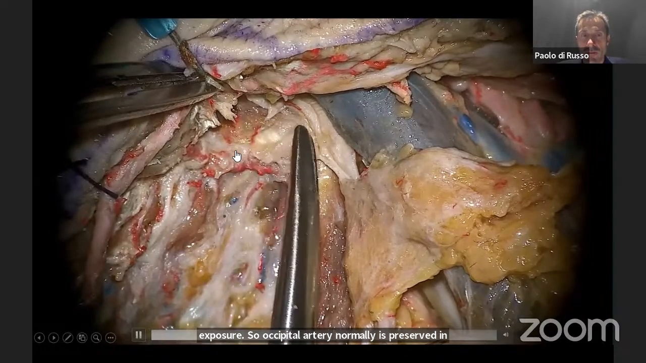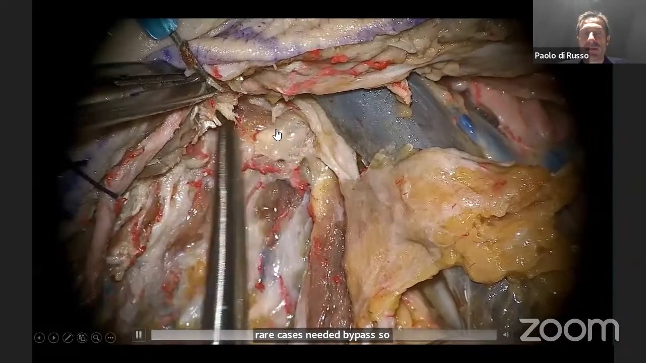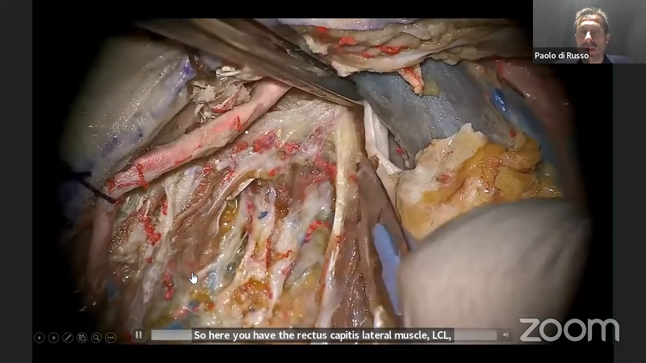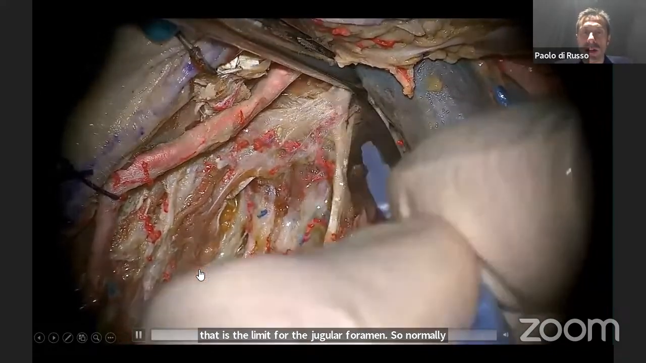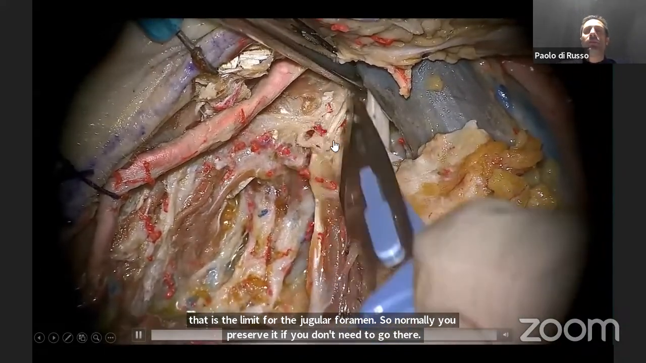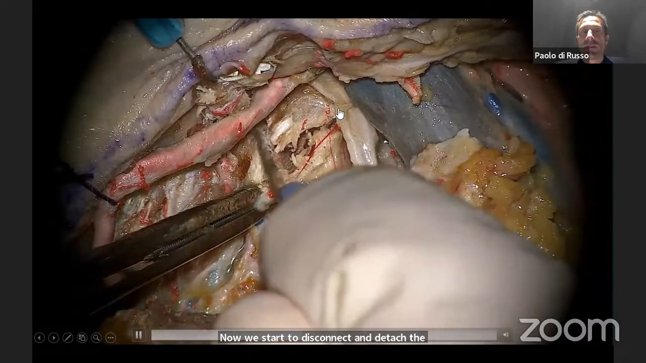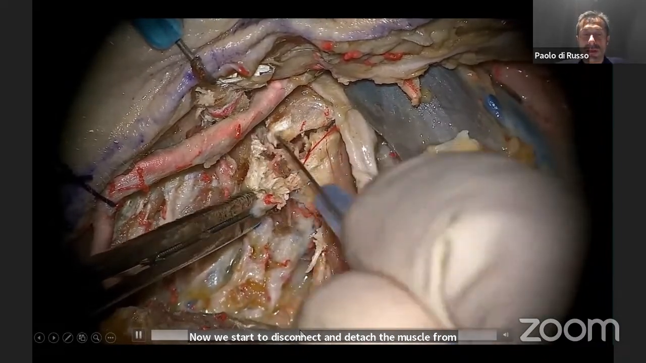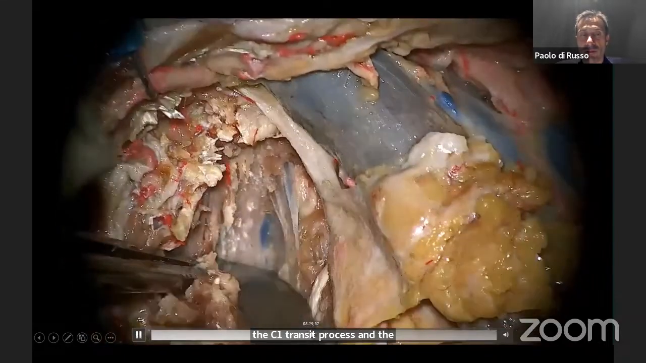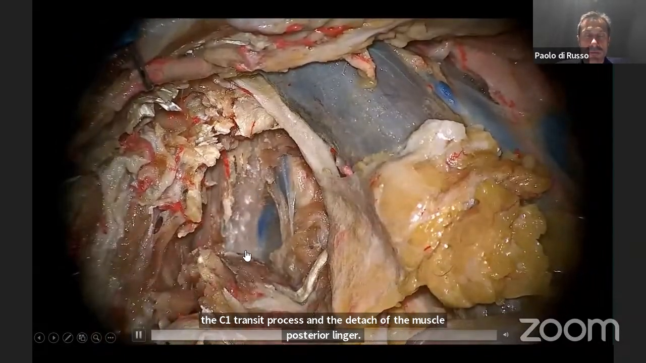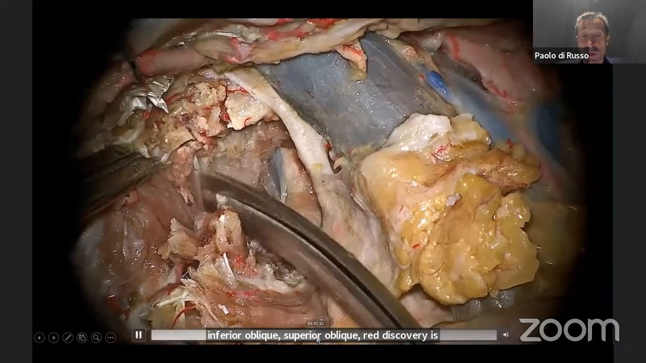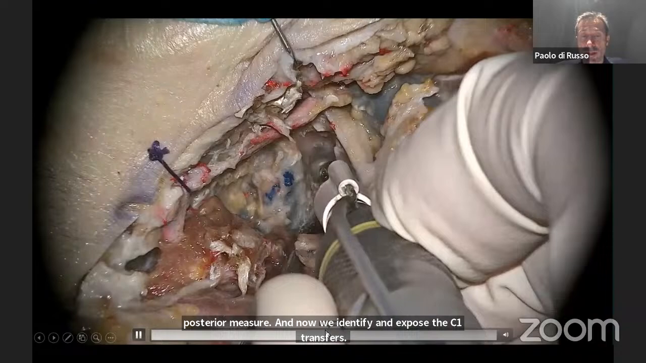Here you have the rectus capitis lateralis muscle, RCL, which is the limit for the jugular foramen. Normally you preserve it if you don't need to go there. Now we start to detach the muscle from the C1 transverse process and detach all the muscle posteriorly and inferiorly: inferior oblique, superior oblique, rectus capitis posterior major. Now we identify and expose the C1 transverse process. This is the C1 posterior lamina, as you see, and the C1 transverse process.